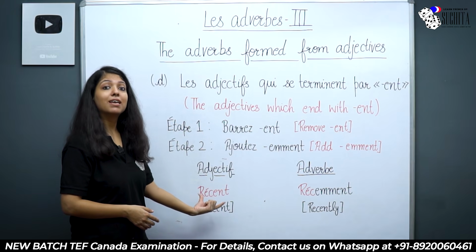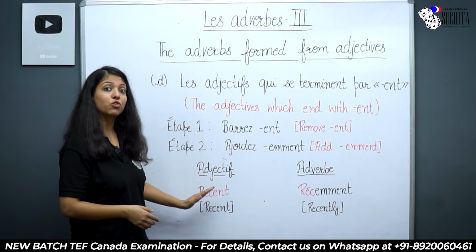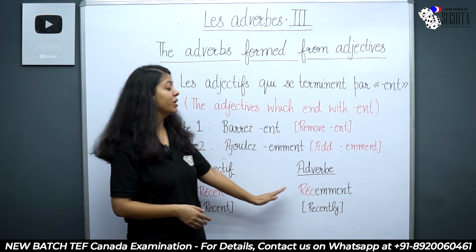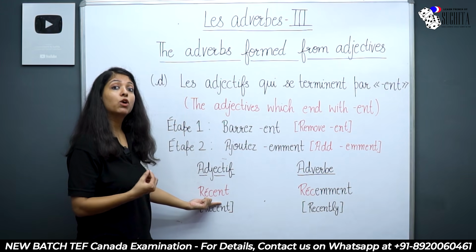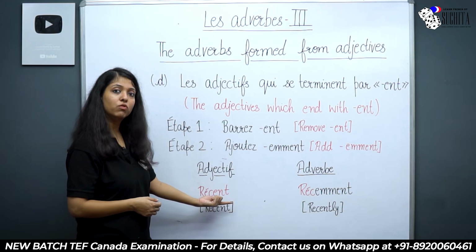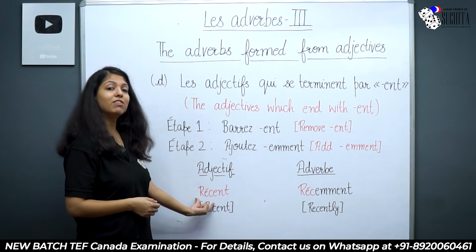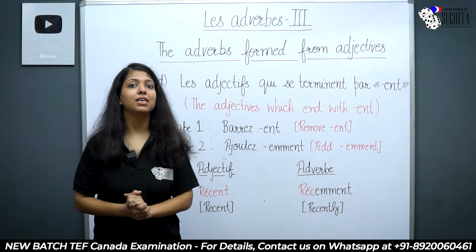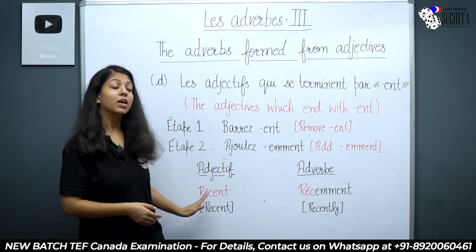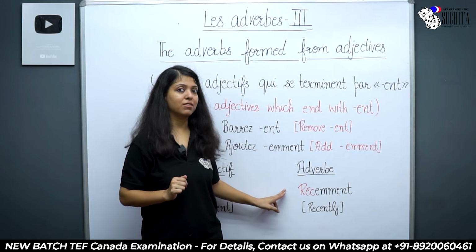récent. Now if you see, that's an adjective, recent. From recent I need to make recently. So récent, that's ending with E-N-T. What do you need to do? You need to simply remove E-N-T, remove that. Whatever is left, write as it is and then add E-double-M-E-N-T. Récent. Now here there is a trick in the pronunciation.